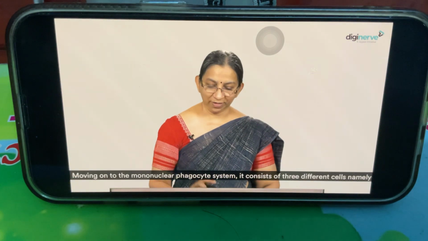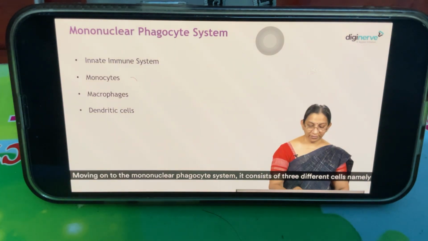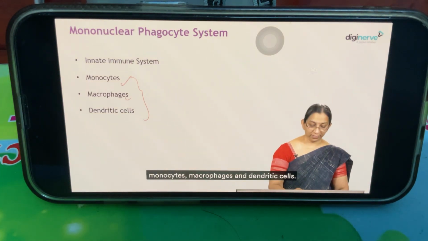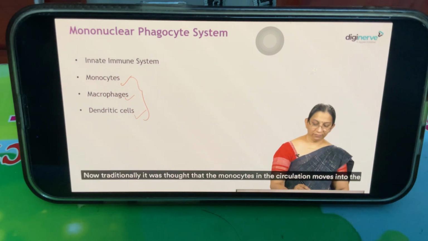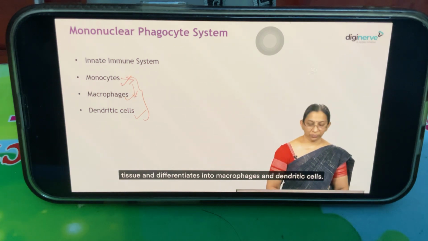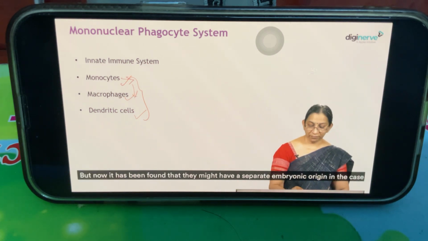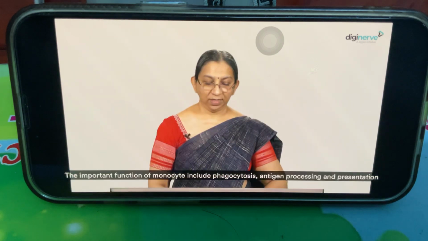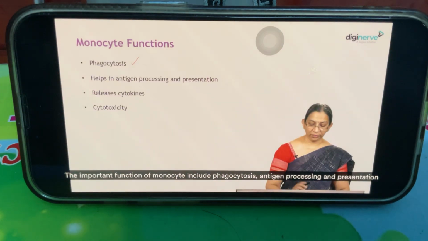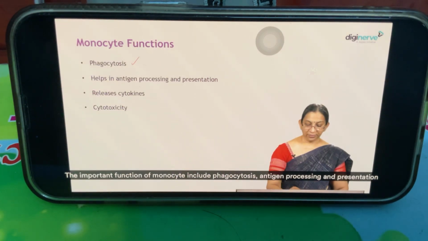Moving on to the mononuclear phagocyte system, it consists of 3 different cells, namely monocytes, macrophages, and dendritic cells. They play a very important role in the innate immune system. Now, traditionally, it was thought that the monocytes in the circulation move into the tissue and differentiate into macrophages and dendritic cells. But now it has been found that they might have a separate embryonic origin in the case of macrophages, and the dendritic cells might have a separate origin in the hematopoietic stem cells.